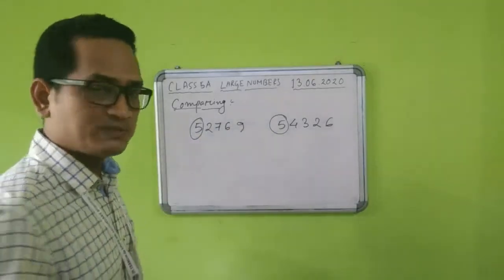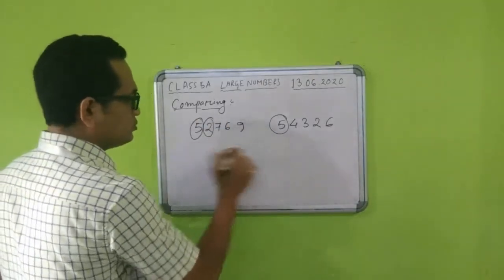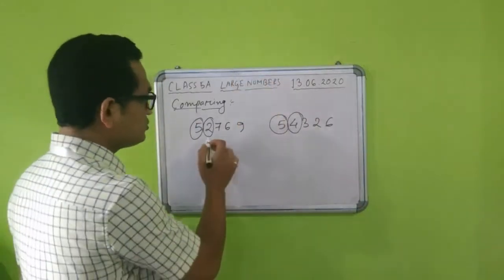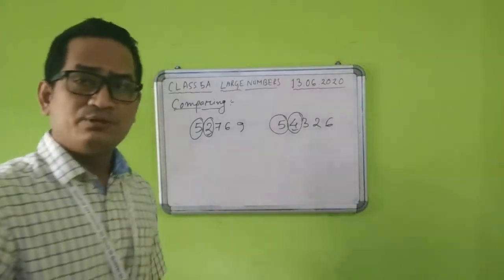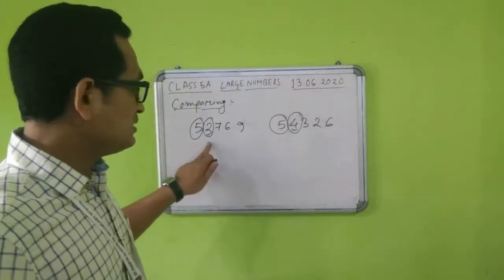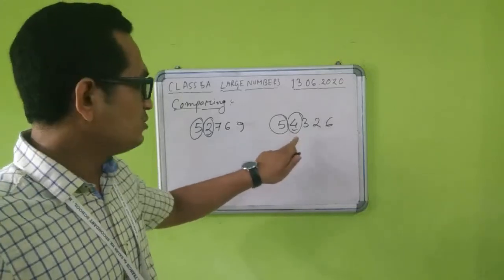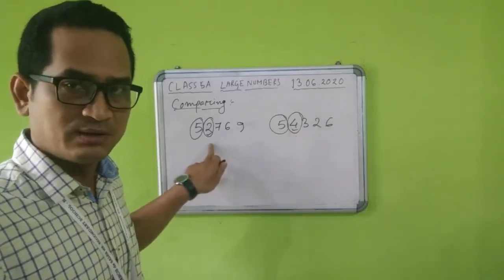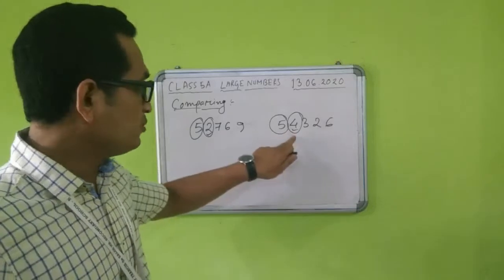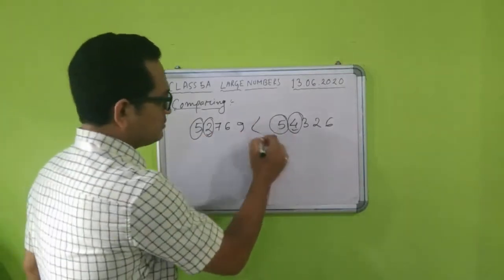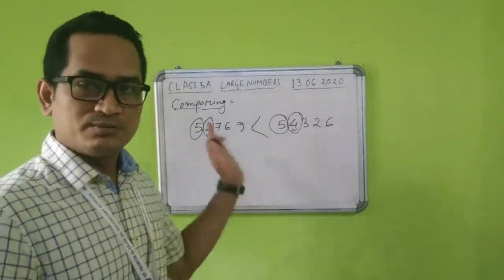Now go to the thousands place. What is in the thousands place? It is 2 here, and here it is how much? It is 4. Now students, 2 and 4, which one will be greater? Obviously this 2 means 2000 and this 4 means 4000 as per the place value. So obviously 4000 is greater than 2000, or indirectly I can say that the digit 4 is greater than the digit 2. So this number will be the greater one out of these 2 numbers.